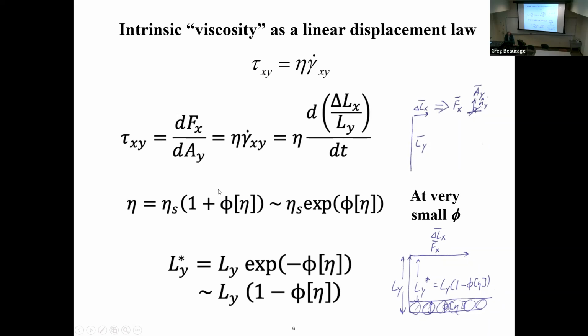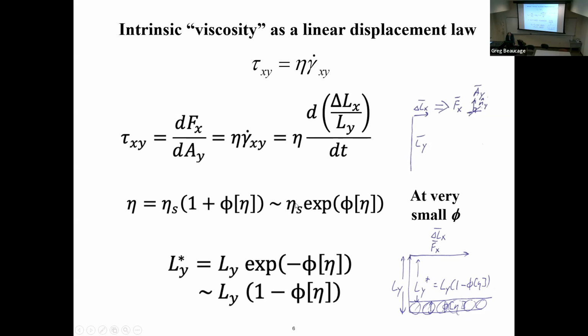But anyway, if you do this at low concentration, which is where you want to do it, you want to be in that region below overlap. So the concentration is small, and then this term's small. That means you can take that and say that's an exponential at very small concentration.